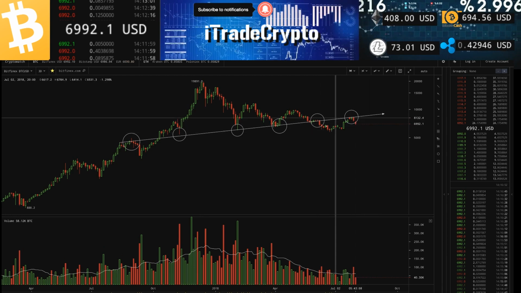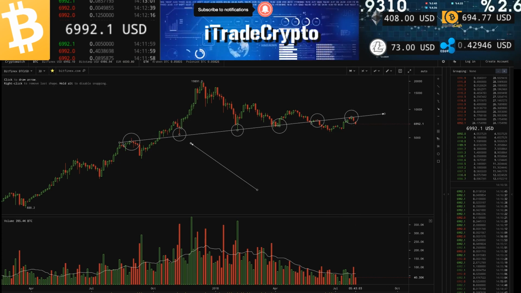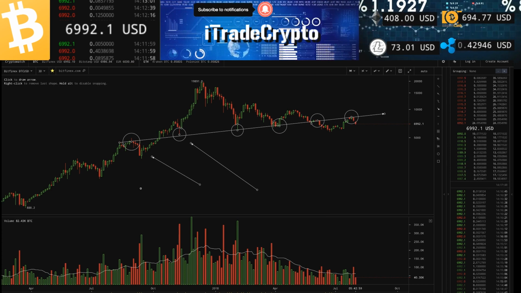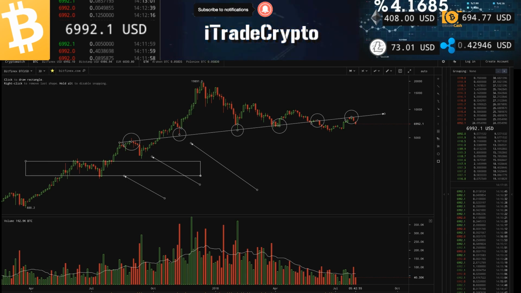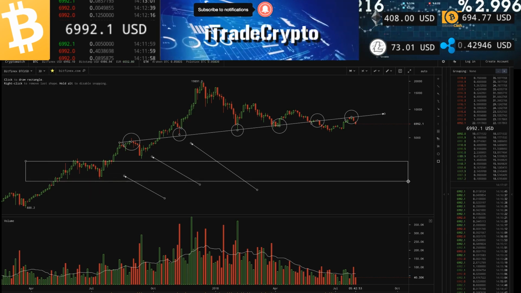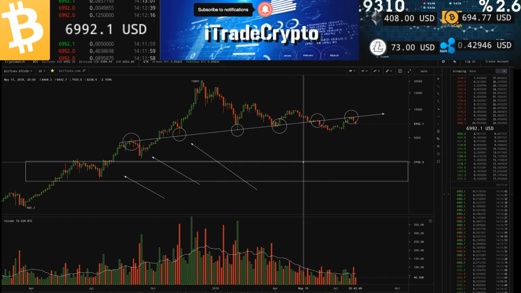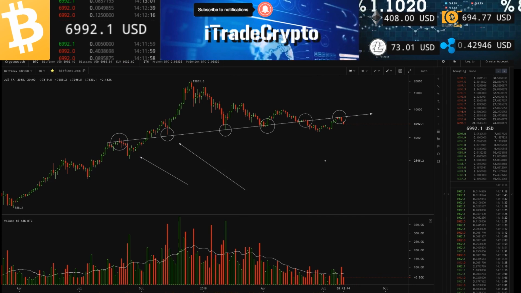And I think in order for people to get interested again, we're going to need to retest these parabolic lows right here. Personally, my price target is $2,500, which is about right here. This is the area that I'm looking for to buy Bitcoin, more the upper side of this rectangle. But yeah, guys, overall, people are not interested in buying Bitcoin right now.